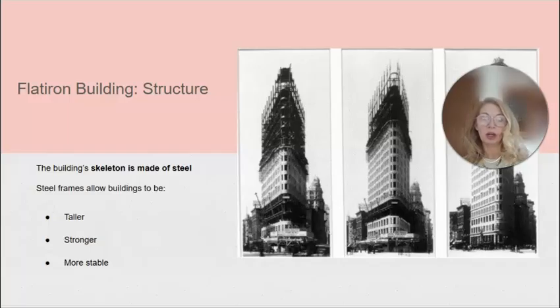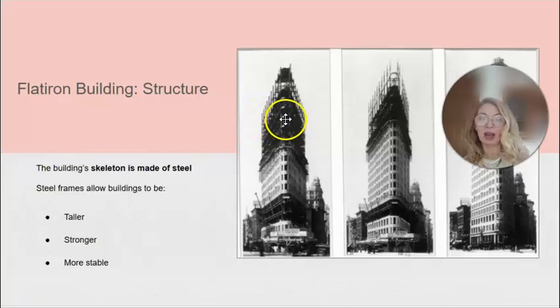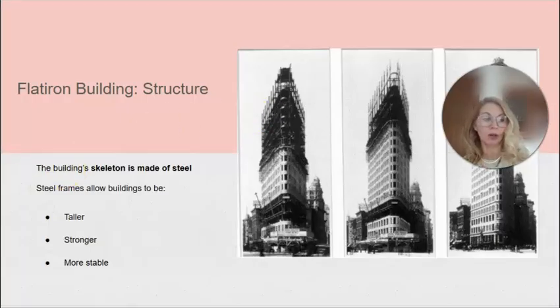Now, the structure of the Flatiron Building. The building's skeleton is made of steel. Steel frames allowed buildings to be taller, stronger, and more stable.